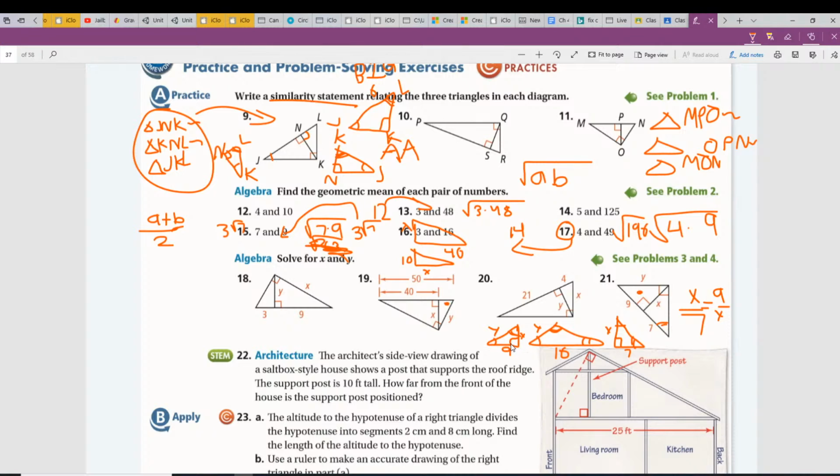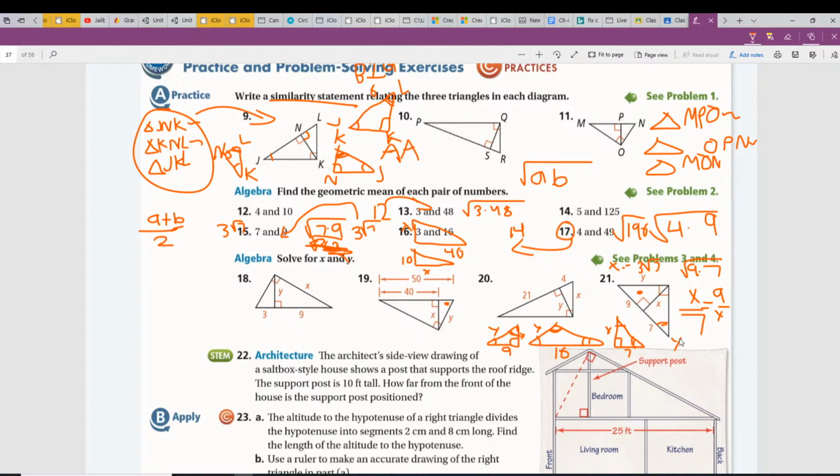So we have the right angle and one tick. Right angle, one tick. This is x. It's right here. And this is 9, right angle, one tick. So yeah, the geometric mean of 9 and 7 would be 3 root 7. That will be equal to x.